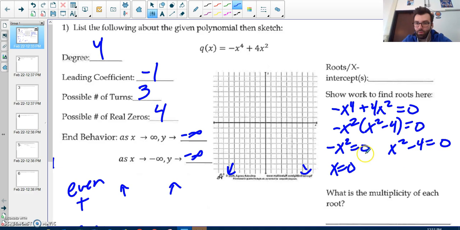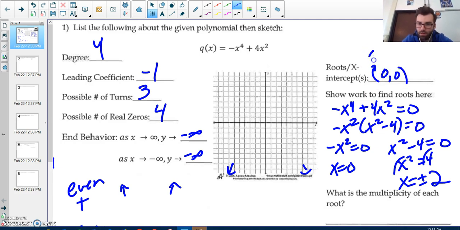If I divide by negative 1, 0 over any number is still 0. Take the square root of 0, I get 0. So I get x squared equals 4. Square root, x equals plus or minus 2. So our roots and x-intercepts are (0, 0), (negative 2, 0), and (2, 0).